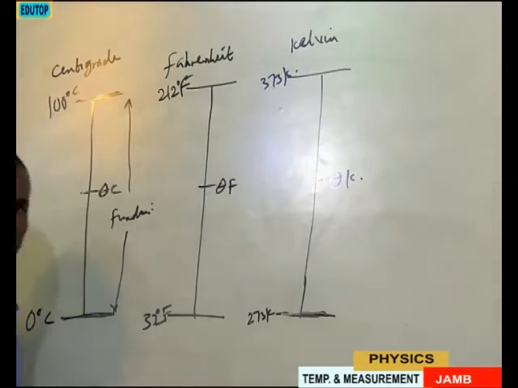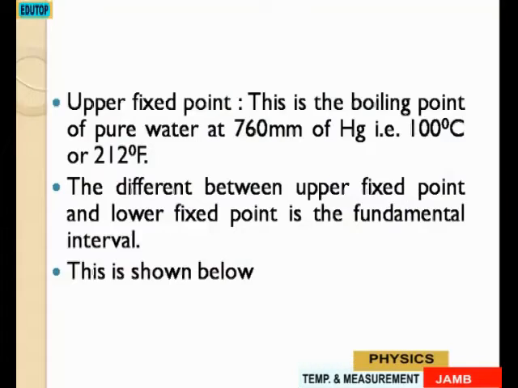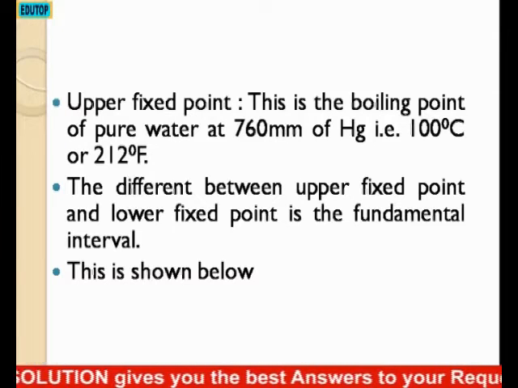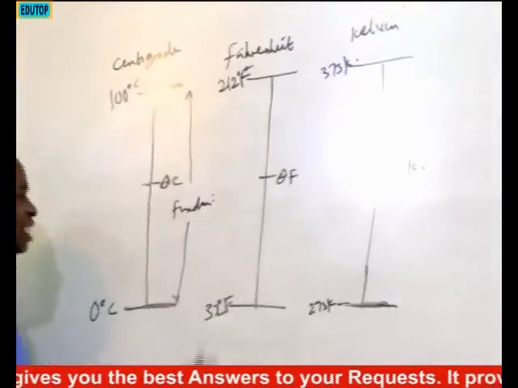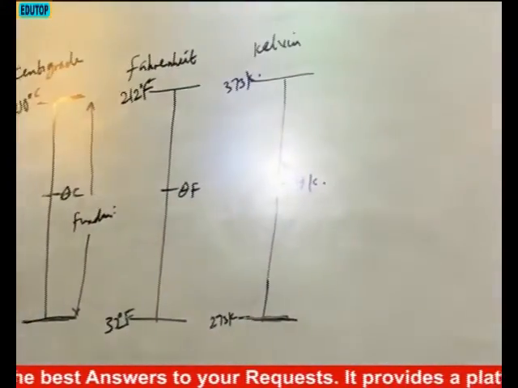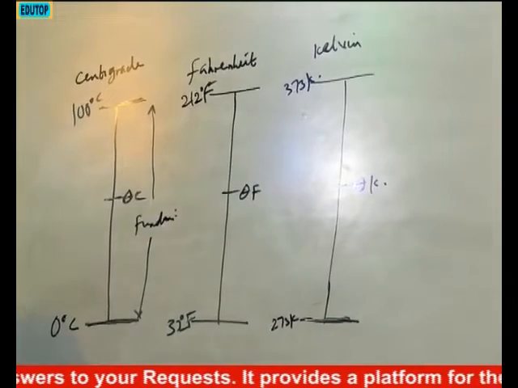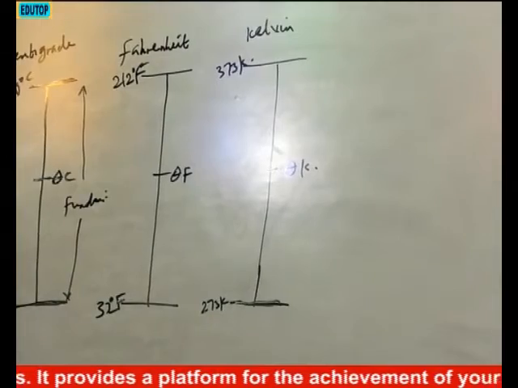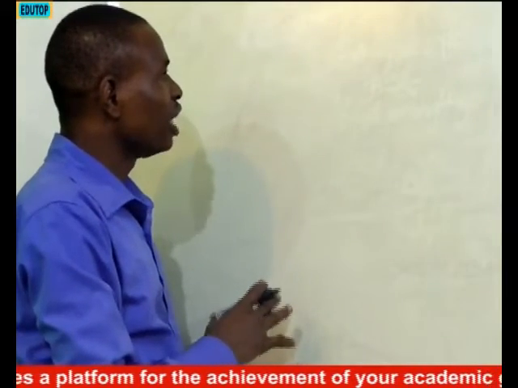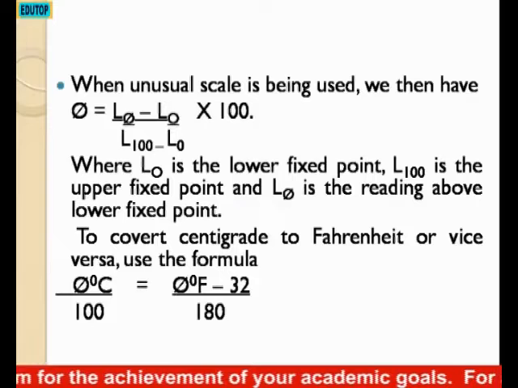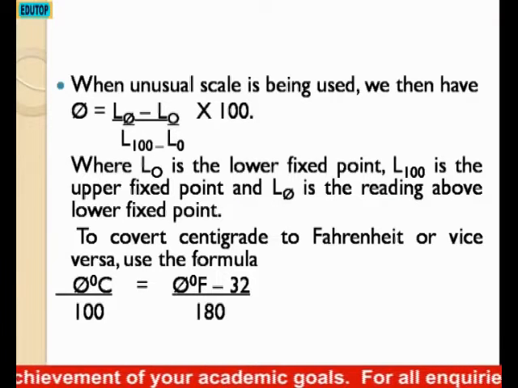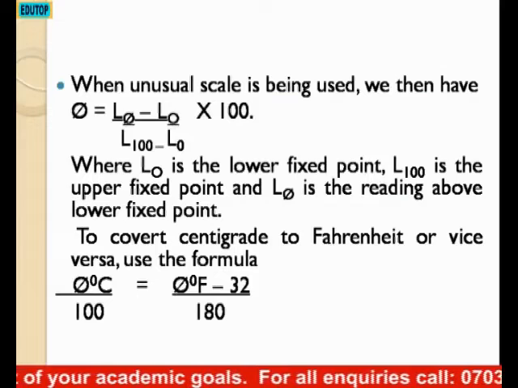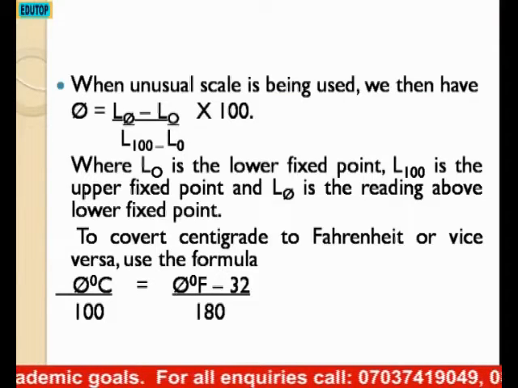So also for Kelvin scale. And how do we now divide? The difference between the upper fixed points and lower fixed points is what we call fundamental interval. And this diagram has explained all about the reference points of a thermometer. That is when you are using a usual scale. Or in a case whereby an unusual scale is being used, then we have this formula for our calculation.